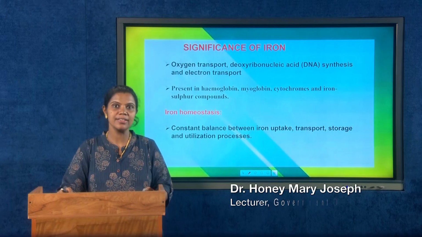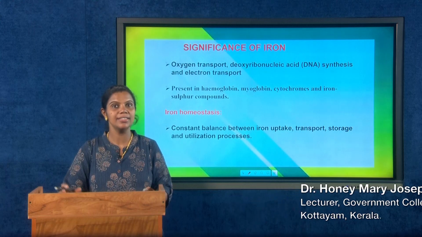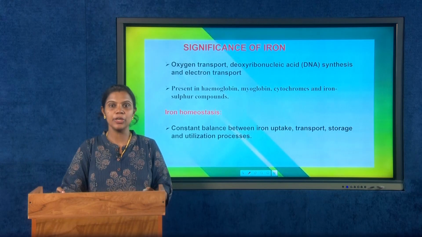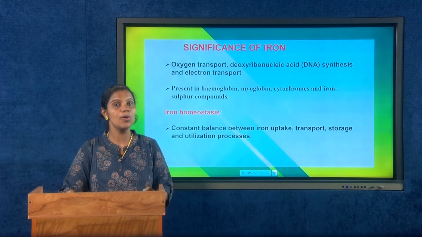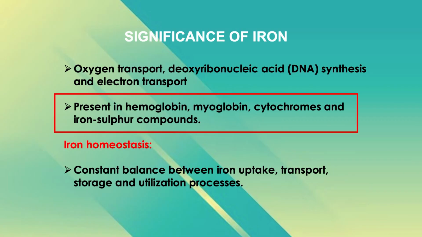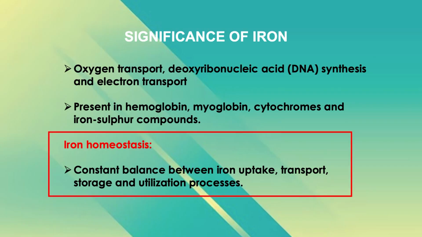We know that iron is a very important element present in the human body and other living systems. It is required for oxygen transport, DNA synthesis, and electron transport. It is present in hemoglobin, myoglobin, cytochromes and iron sulfur proteins. It is very important to maintain a constant balance between the uptake, transport, storage and utilization of iron, and this is known as iron homeostasis.